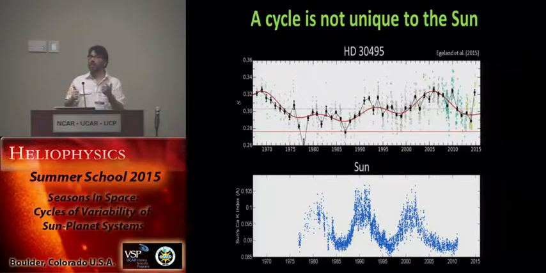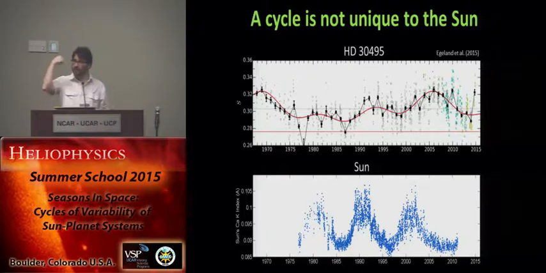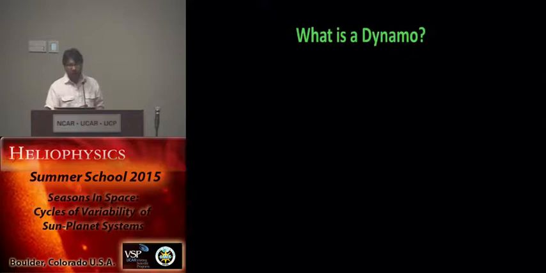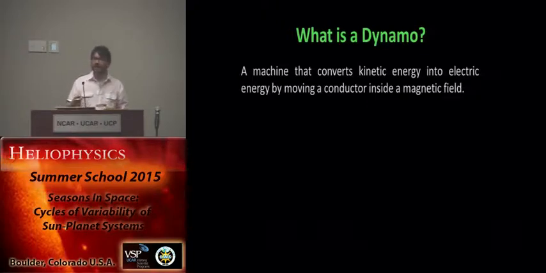And so what I wanted to do in this lecture is make an introduction to dynamos in general, without necessarily a very strong application to the sun. That's something we will do in the other lecture. So time comes now to introduce the stellar dynamo. So what is a dynamo? The original dynamo is a machine that converts kinetic energy into electric energy by moving a conductor inside a magnetic field, basically. Wikipedia to the rescue, right?